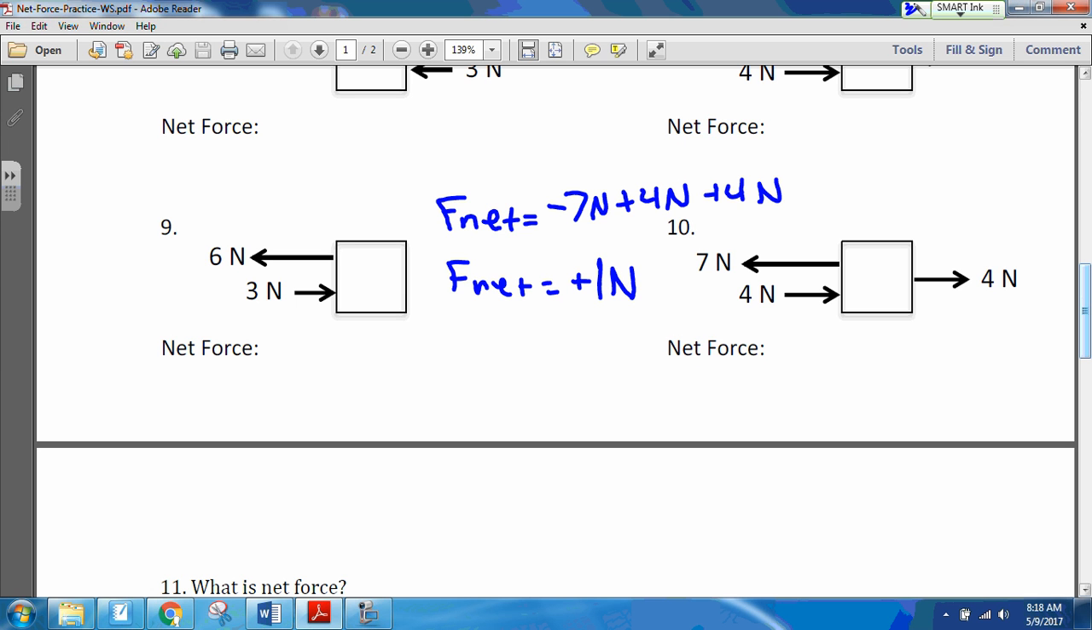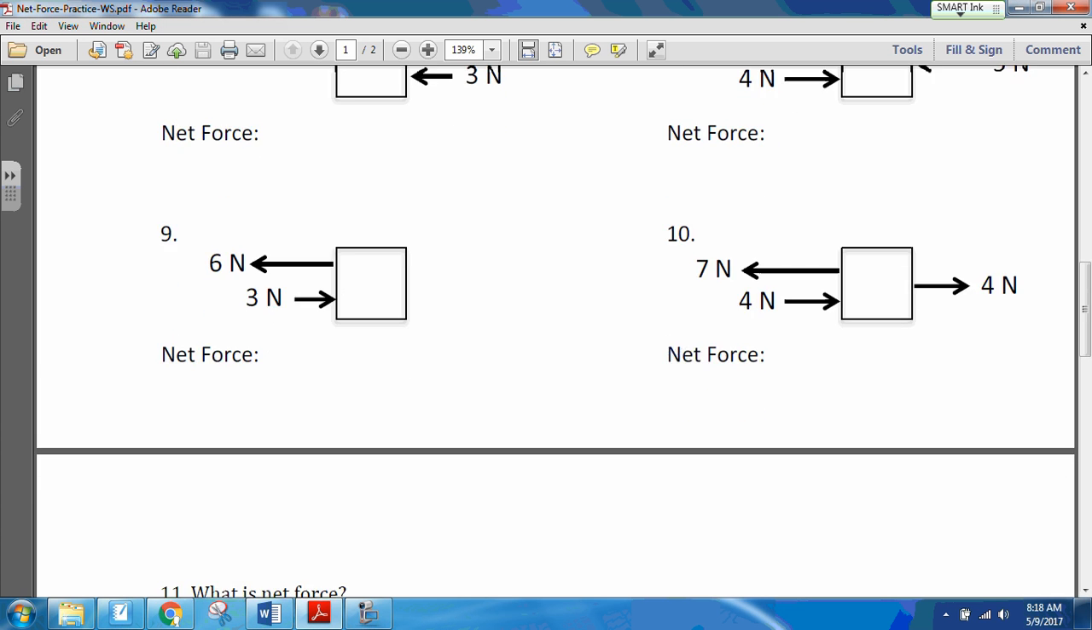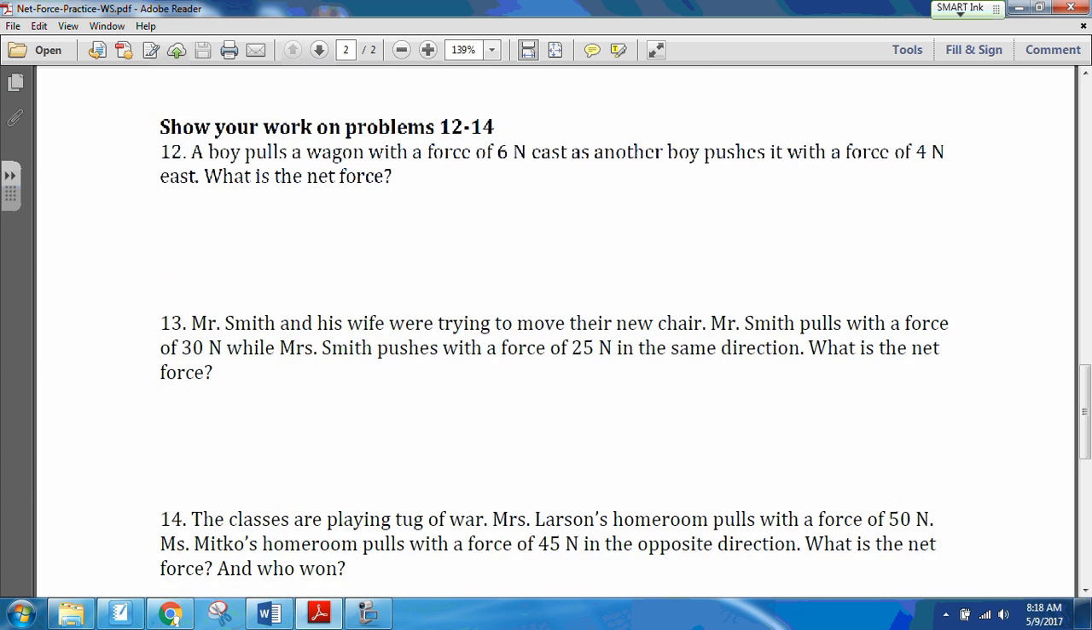Positive is to the right. All right, that's the front side of the page. I'm sure that y'all can finish the rest of these with no problem, right? Okay. Let's go over to this word problem area.